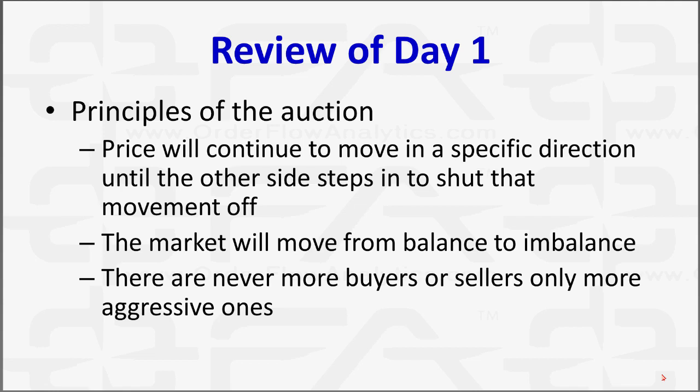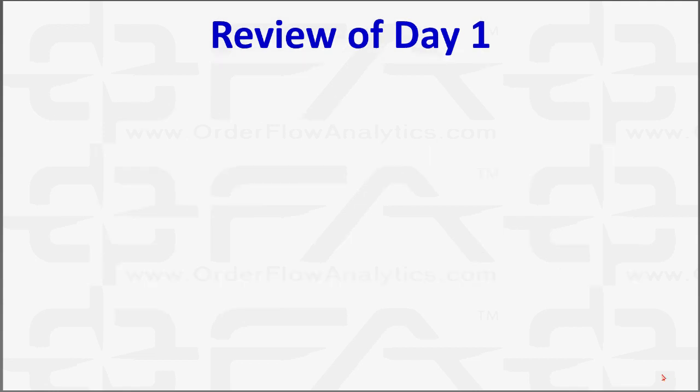If we're looking at a balanced day where price is moving up, price is moving down, we can see the rotation beginning to occur. We can see it in the volume profile. Then at the bottom of that range, it's likely to move up. Top of that range, likely to move down until something else happens. Either one side steps in to continue that move, or otherwise it's likely that the other side's going to step in, shut that movement off, and turn it back around. The market will move from balance to imbalance, and every market does this, and there are never more buyers or sellers, just more aggressive ones.